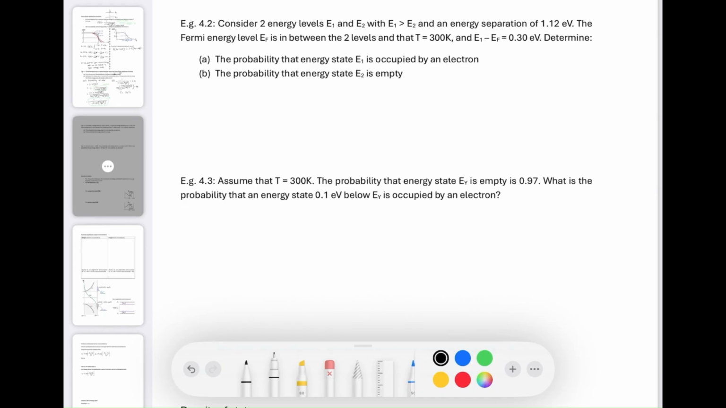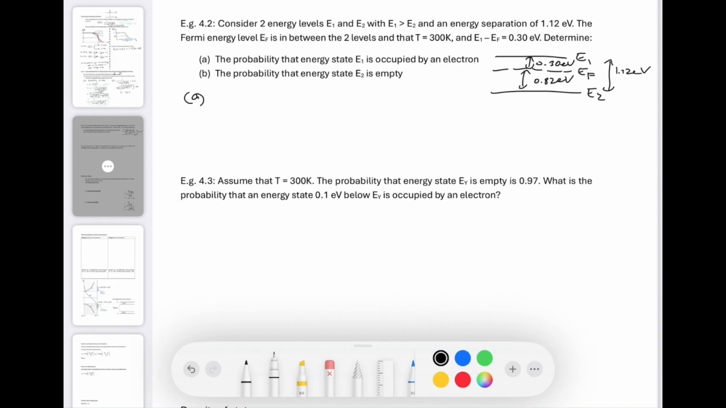Okay, let's try another example, example 4.2. Consider two energy levels E1 and E2, with E1 larger than E2 and an energy separation of 1.12 eV. So let's just draw this first. E1, E2. And the Fermi energy level EF is between the two levels, such that E1 minus EF is 0.3 eV. And so, of course, the distance between the Fermi energy level and E2 is 0.82 eV, because the total separation is 1.12 eV.